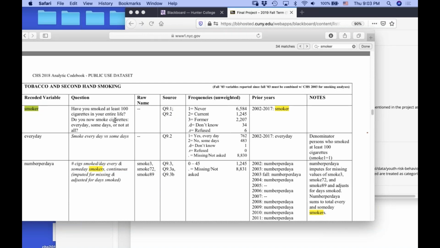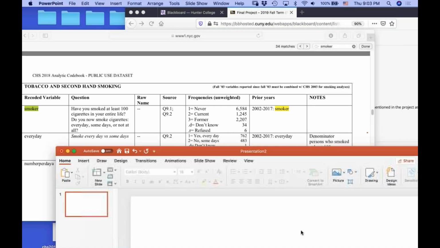Have you smoked at least 100 cigarettes in your entire life? Do you now smoke cigarettes every day? Some days? Not at all? Yet one never is a non-smoker. Two is a current smoker. Three is a former smoker, meaning you've smoked at least 100 cigarettes, right? That would make you a former. So this is not dichotomous. This has three values: 1, 2, and 3, right? So 1 is not a smoker. 2 is a current smoker. 3 is a former smoker.